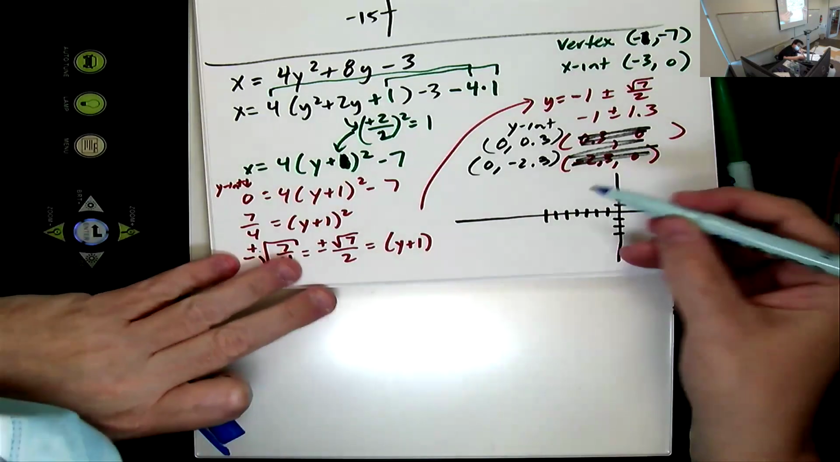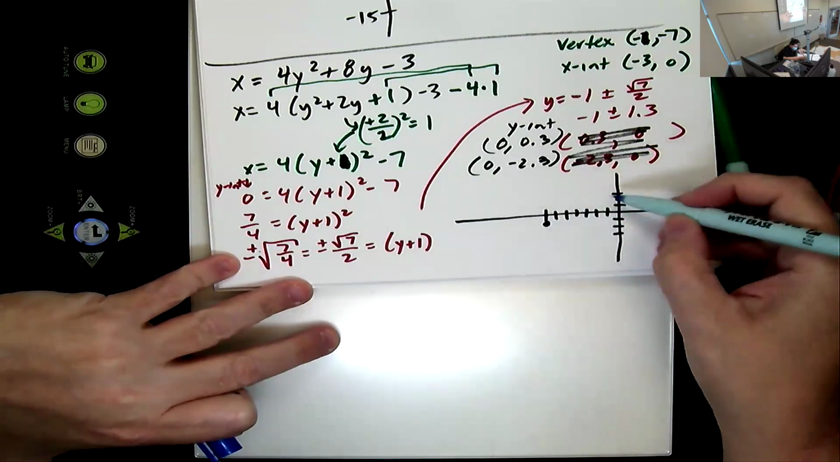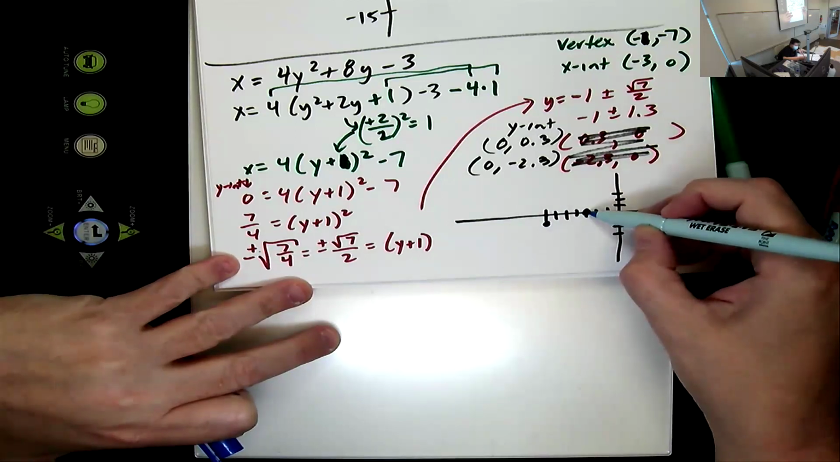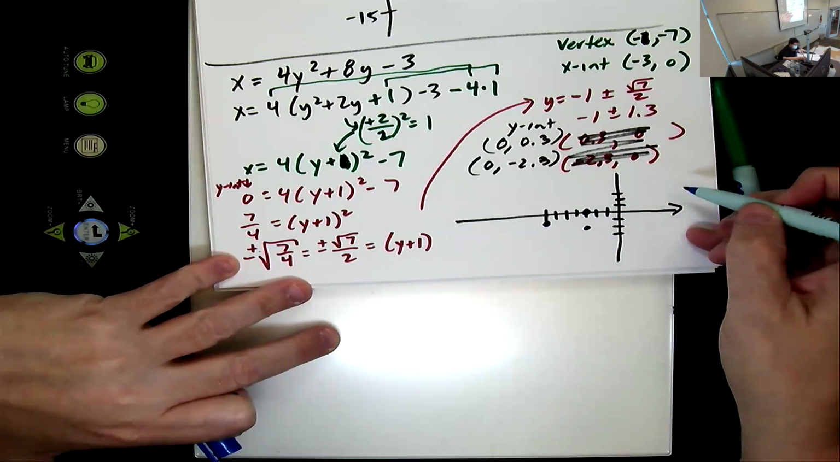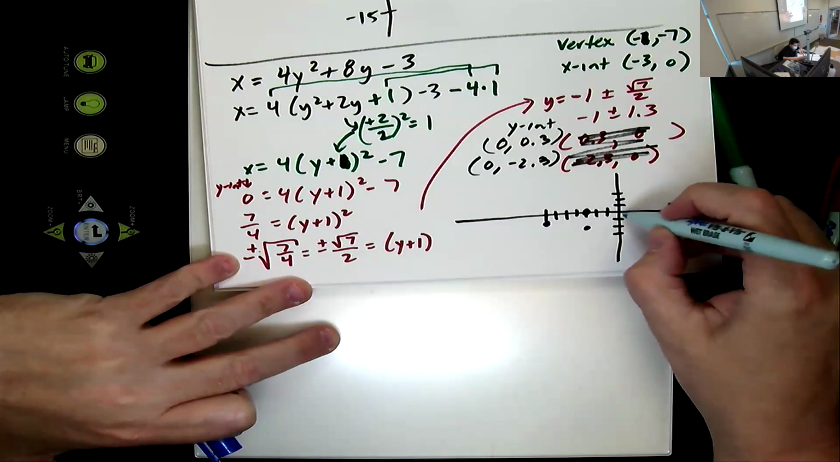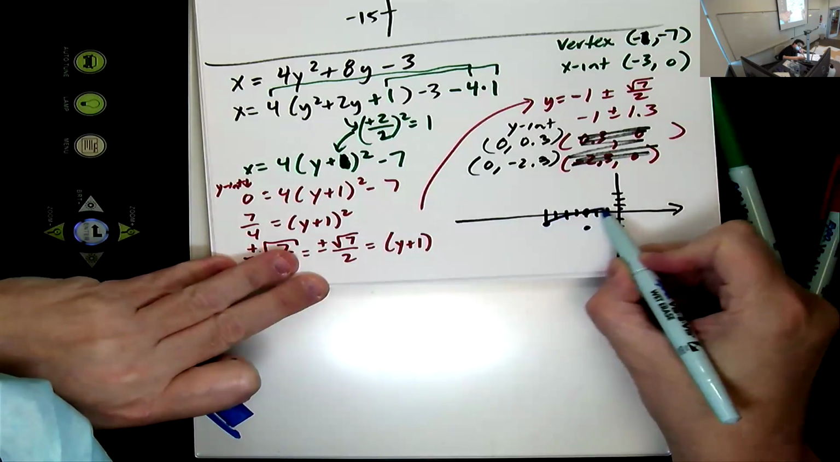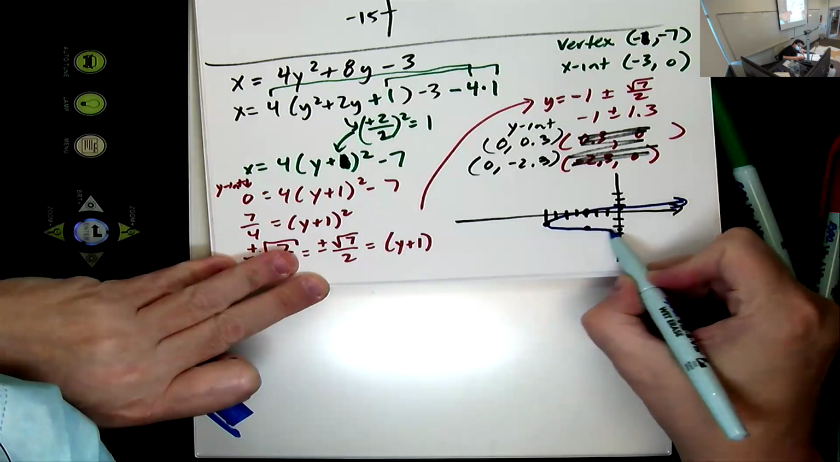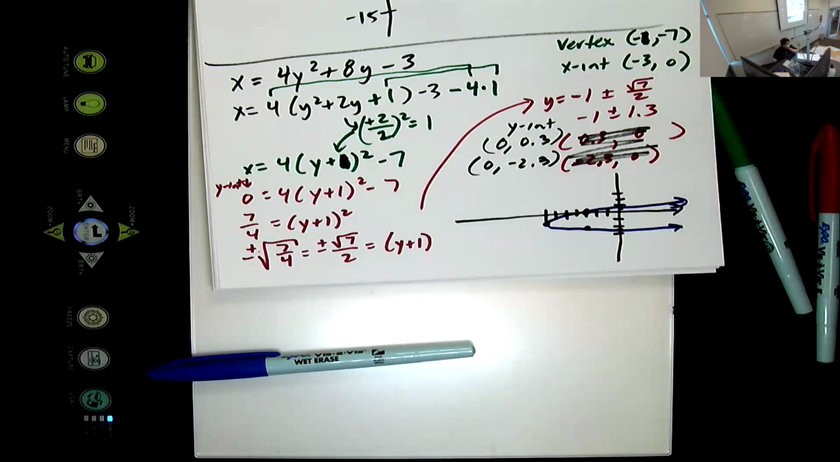All right, we've got a vertex at -1, -7, which is way over here. I have an x-intercept at -3, which is right there. By symmetry, I should have a point here. And then we've got -2.3 and 0.3. We'll have to do that for the sketch.